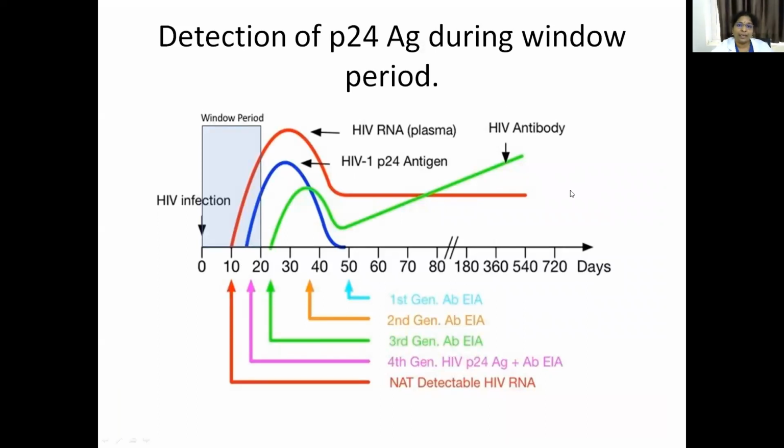What is the window period in HIV? Initially, when the person is infected with the HIV virus, antibodies are not formed in the first 20 days or up to 12 weeks. Antibodies are not seen in his serum. That is called the window period. So if antibodies are not present in the patient's serum, then how will you diagnose whether the patient has HIV or not?